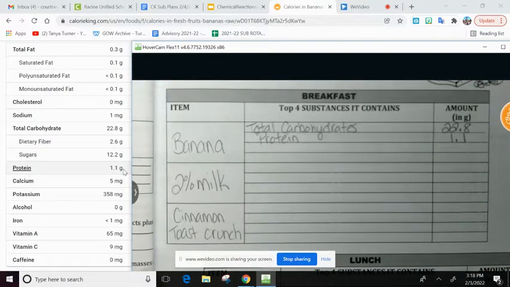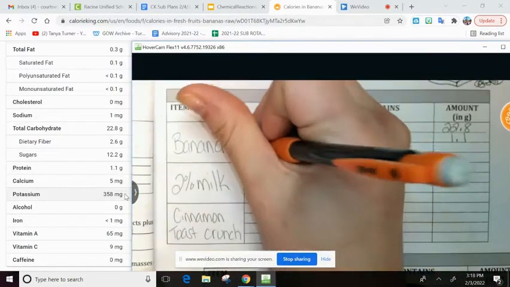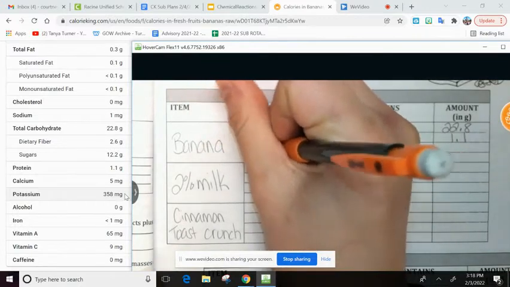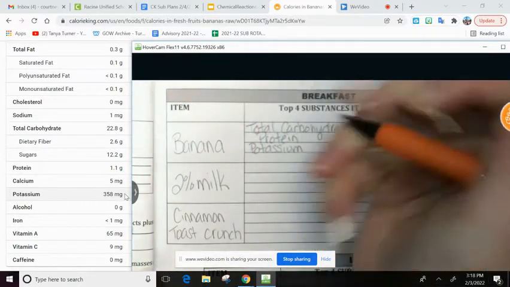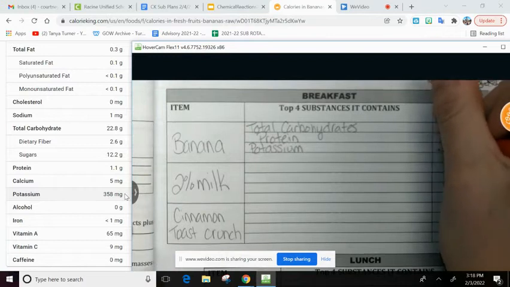Then we need 2 more. So our next largest number, everything left is in milligrams. So our biggest number next in milligrams would be potassium, and that would be 0.358 grams because it's listed in milligrams. You need to move the decimal over 3 spots.